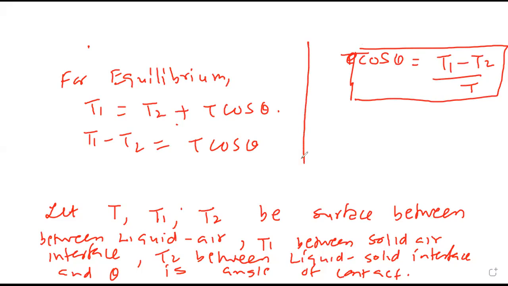So today we'll stop here. Next lecture we'll discuss the values of T1, T2 and T, so that we get different results. Right now we got, for equilibrium, cos theta is T1 minus T2 upon T. T1 was the surface tension between solid and air, T2 was between liquid and solid, and T was between liquid and air.